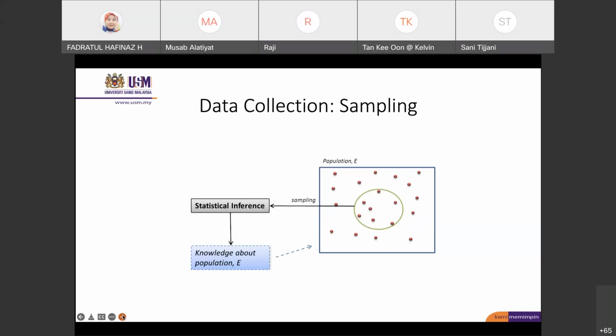We only take a certain percentage of the sample from the real population. A representative sample from the population is often required in empirical study, so statistical inference from that sample data can provide some knowledge about the larger population. We infer the result for the population by using just one sample from that population.